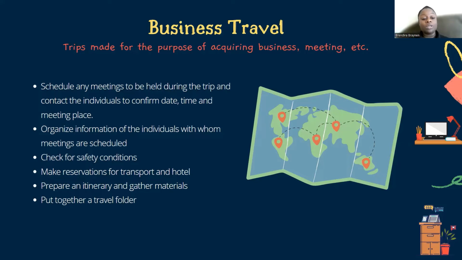Normally, the individual also prepares an itinerary, and we'll talk about that a bit later. And that just gives information to the individual that's traveling, puts everything in one place. So if they want to find anything out about their trip, they can look at one document and be satisfied. Gather materials, and then put them together in what we call a travel folder. All of these things we're going to continue to talk about as it relates to business travel.